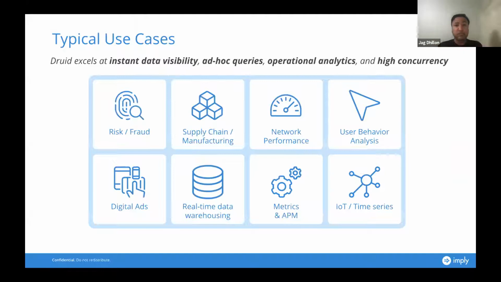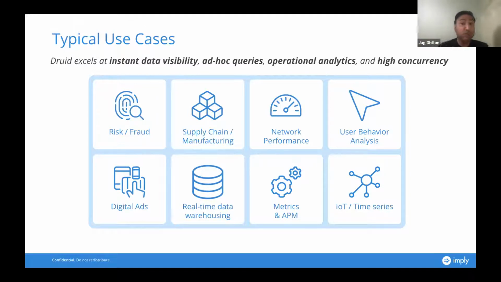Now, the typical use cases of Druid can be anything that has instant data visibility, right? Ad hoc queries, operational analytics, high concurrency, right? So again, something that requires fast response and has a large number of users at any one time, right? So it could be any of these industries, from the risk industry, in the banking world, or in the fintech world, manufacturing. I'll explain further. I'll have some slides later on to talk about some of the users of Druid out there.